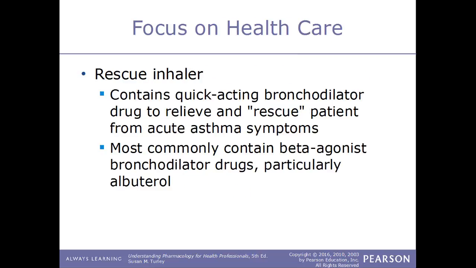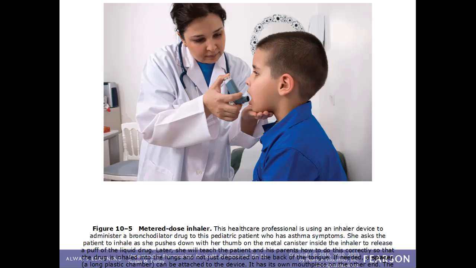Okay, now we'll focus on healthcare, and we'll talk about a rescue inhaler. Rescue inhalers contain quick-acting bronchodilators to relieve and rescue the patient from very acute asthma symptoms. These most commonly will contain beta-agonist bronchodilators, in particular albuterol. In this image, we have an example of a young patient being shown how to use a rescue inhaler, and this patient would use that to treat his asthma symptoms.